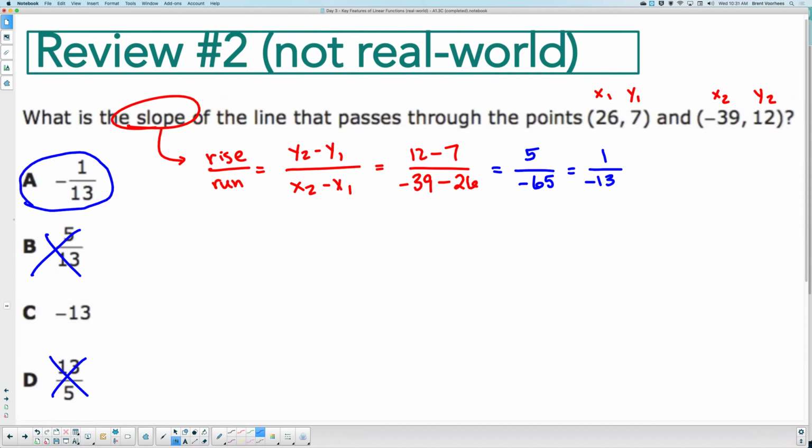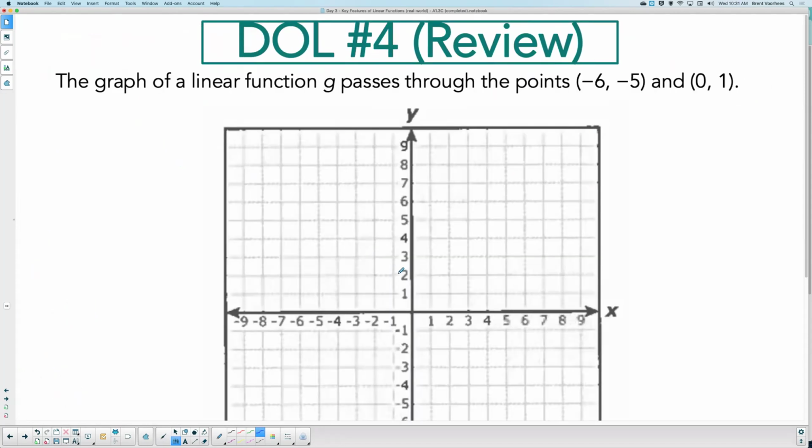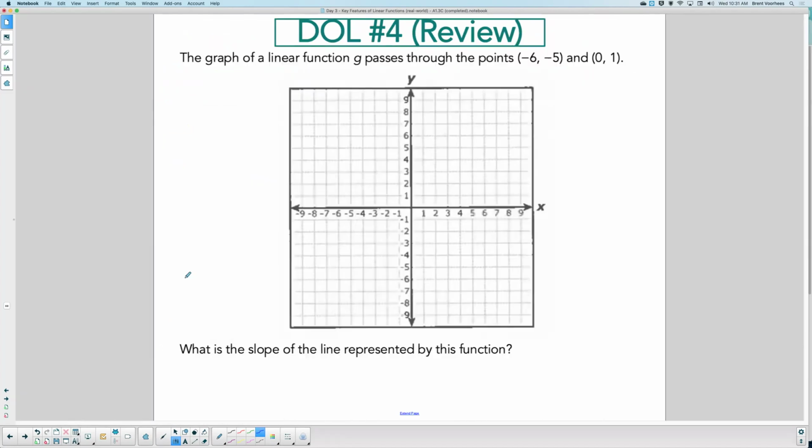All right, which would take us to our last DOL. Let me go out here and I'll pause the video and let y'all work on that. If you're doing it at home, just pause the video. We're going to graph the linear function g. It passes through these points. We'll graph the points first and then determine the slope. And that's a wrap for the lesson.